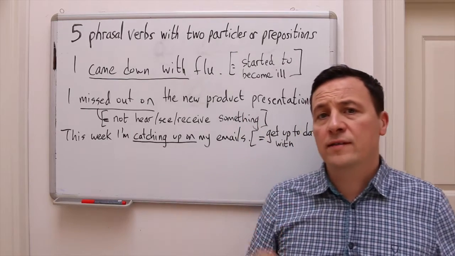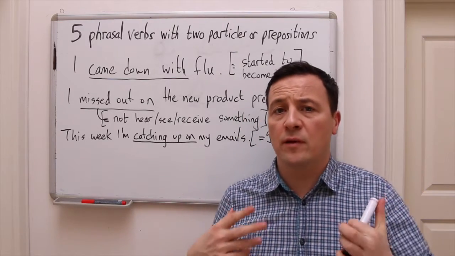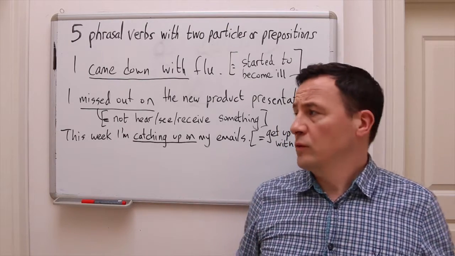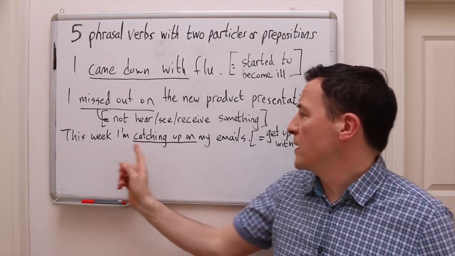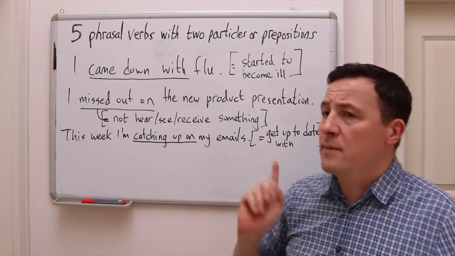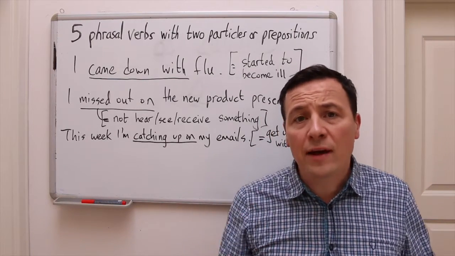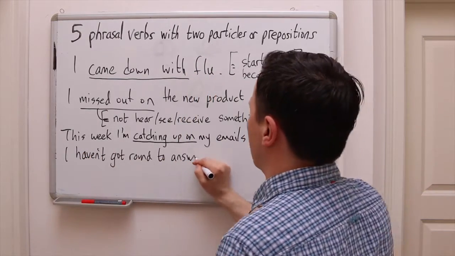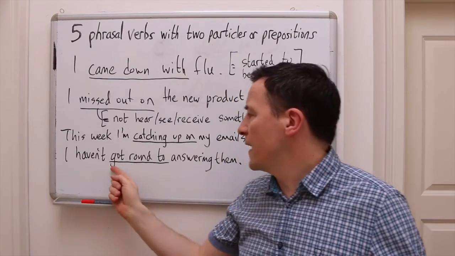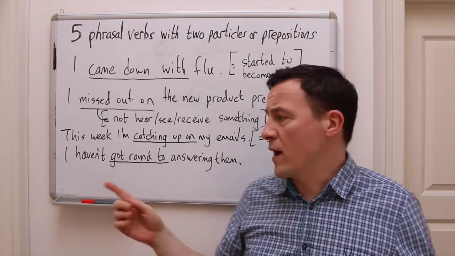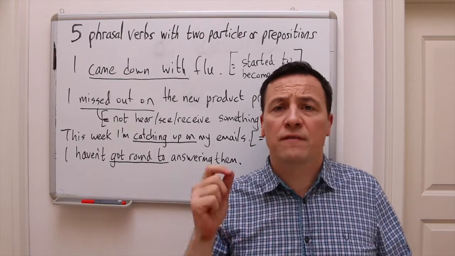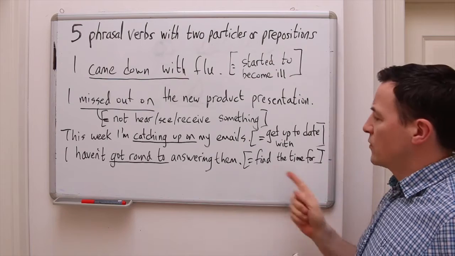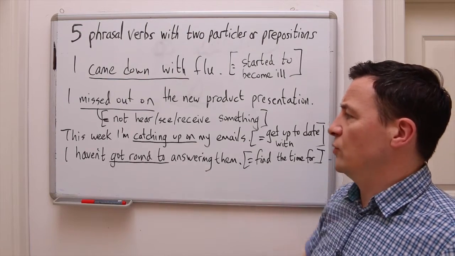So the fourth phrasal verb with 2 particles or prepositions that I want to tell you about is get round to. So to continue this situation, this week I'm catching up on all my emails, but I haven't got round to answering them. And get round to, or get round to doing something, means find the time for. So find the time for is get round to.